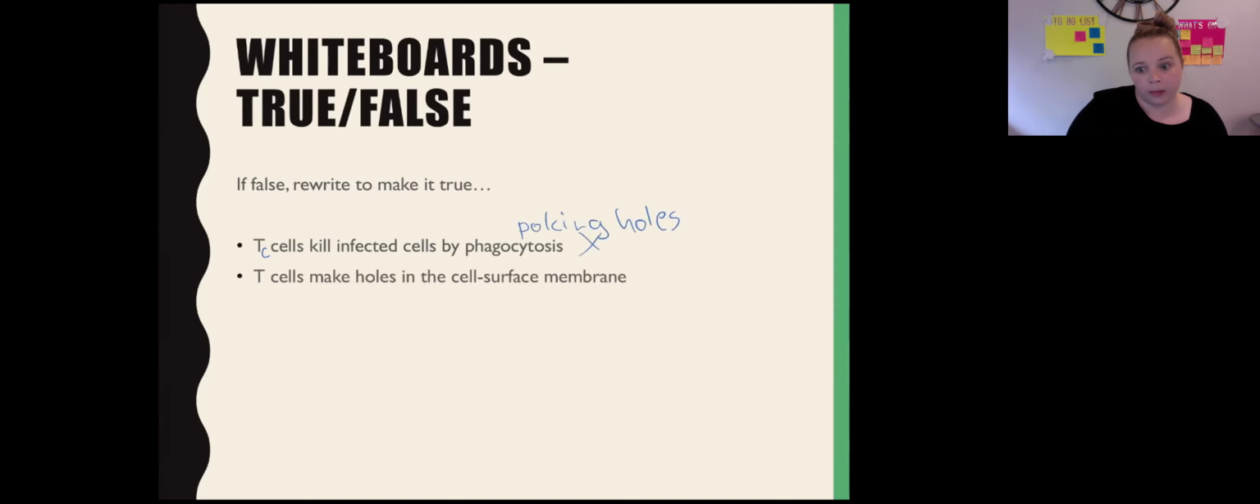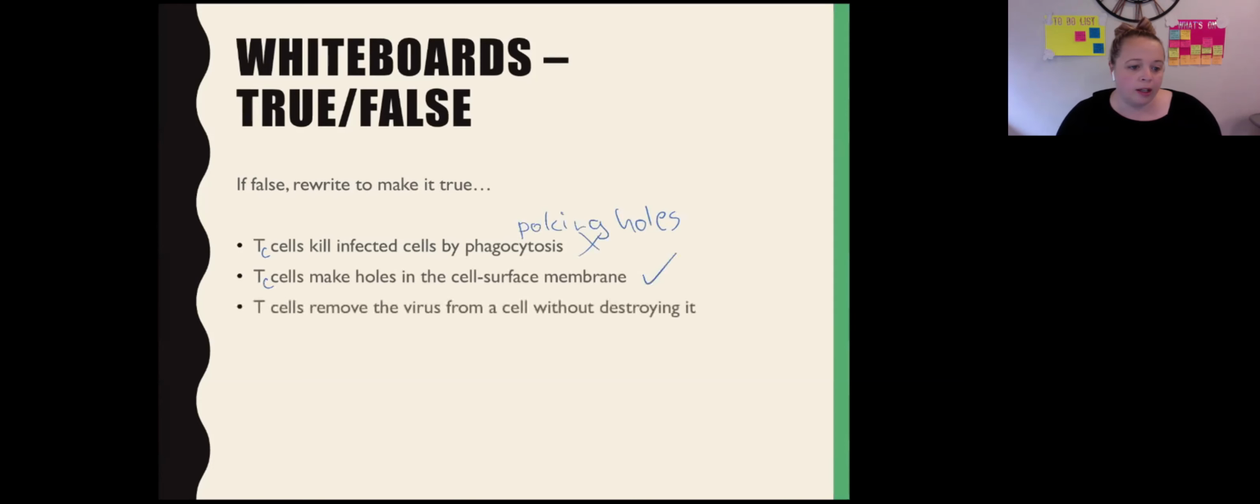Back. Yes, that's good, but I am going to add a C there as well. T cells remove the virus from a cell without destroying it. Pause, and you come back. Again, I'm going to say cytotoxic T cells. Do they remove the virus? No, they can remove the virus from the cell, but it's by destroying it.